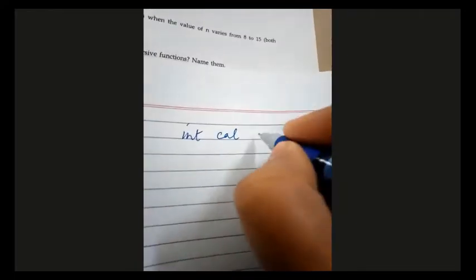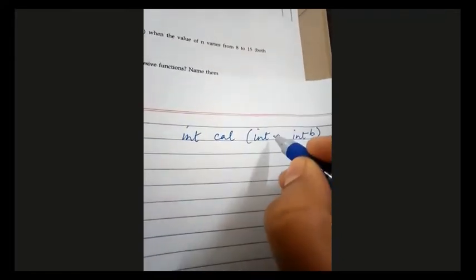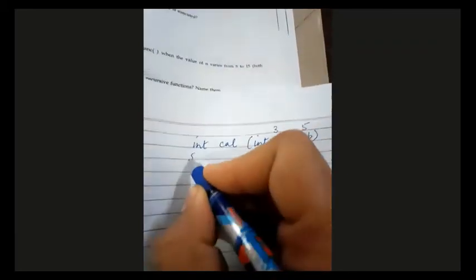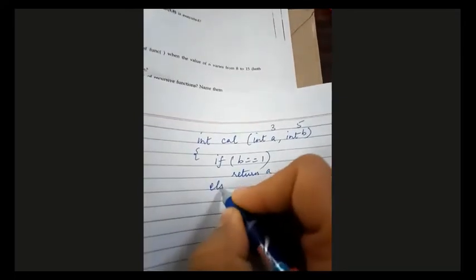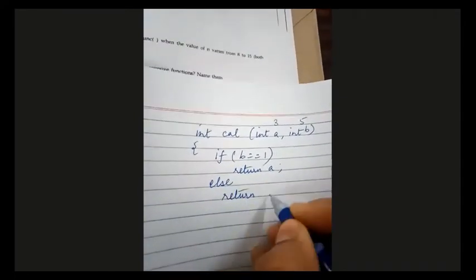So let's see. The question was int cal, int a comma int b. If cal 3 and 5 is executed, that means 3 is being passed in the variable a and 5 is being passed in the variable b. Now we are checking if b double equals 1. Is b equal to 1? No, because b has the value 5. So return a is not executed. Else, what is happening? Return a plus cal a comma b minus 1.